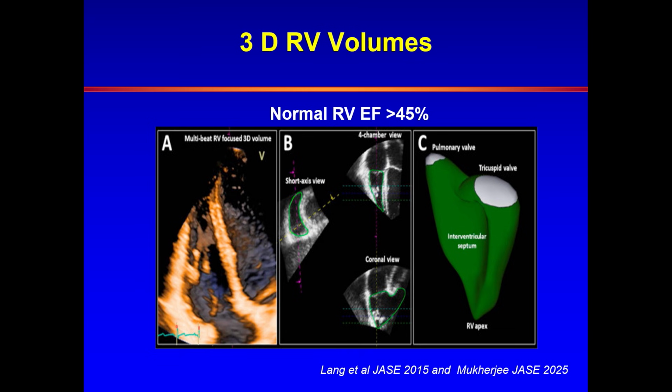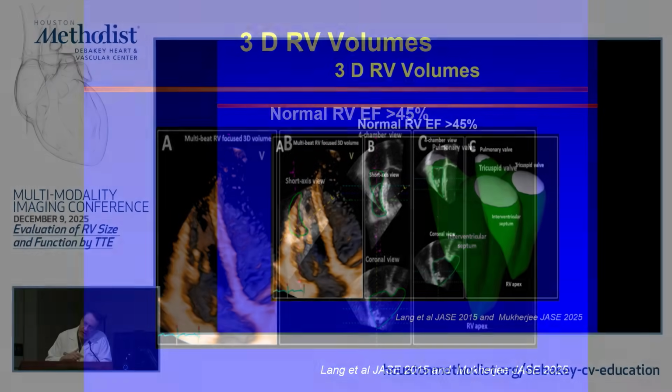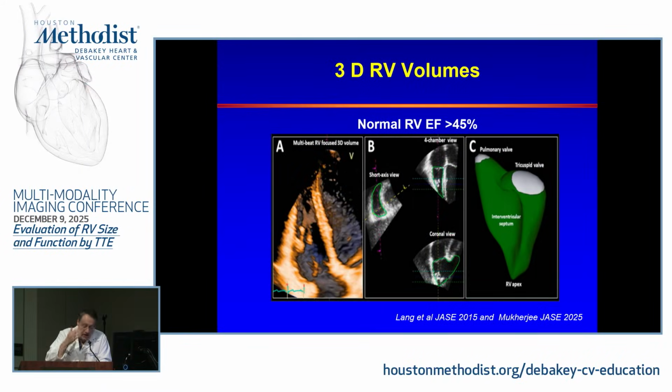Of all the measurements that are done, when compared against another standard like CMR, the RV volumes and the RV-EF correlate the best with the CMR volumes and EF, albeit there is a consistent underestimation of RV volumes by echocardiography.